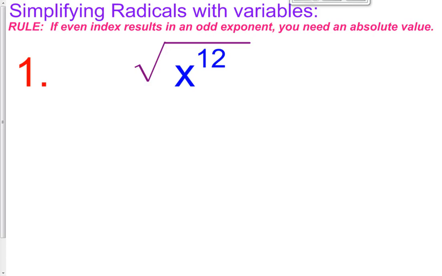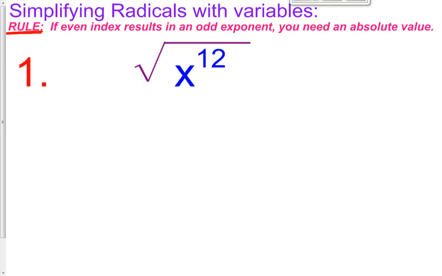So as we look at this one, we're going to simplify the square root of x to the 12th. You see this rule up here? I'm not going to focus on this very much. To be mathematically correct, if you have an even index, which we do, this is always the square root, and 2 is even, and we have a result of an odd exponent, you need to have an absolute value sign. If you're curious why that rule is, I can explain that in class. But I'm not going to address that in this video because I'm not going to require you to know that for our next chapter test. So don't worry about knowing it. If you're curious and you want to, be sure to ask me in class.